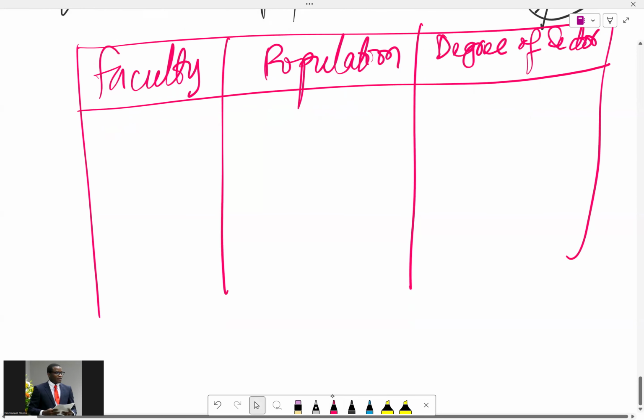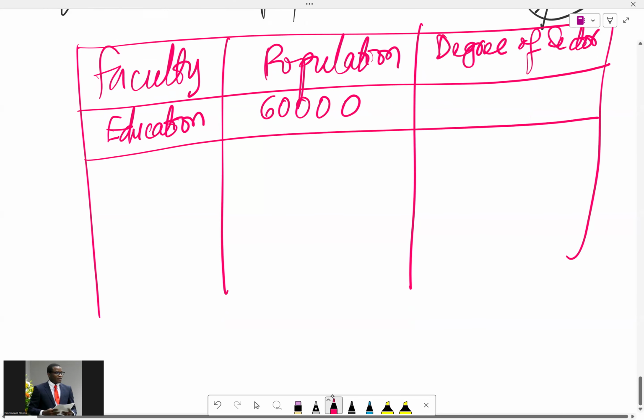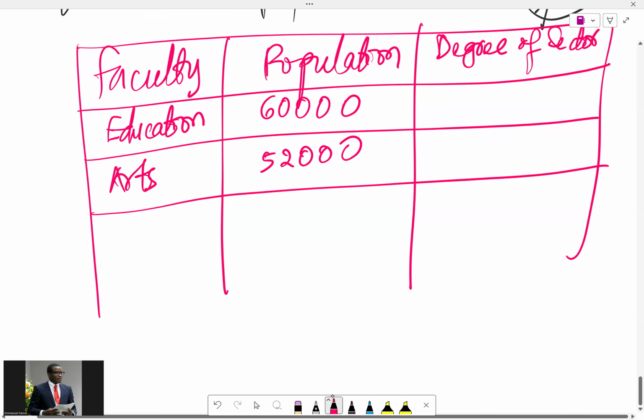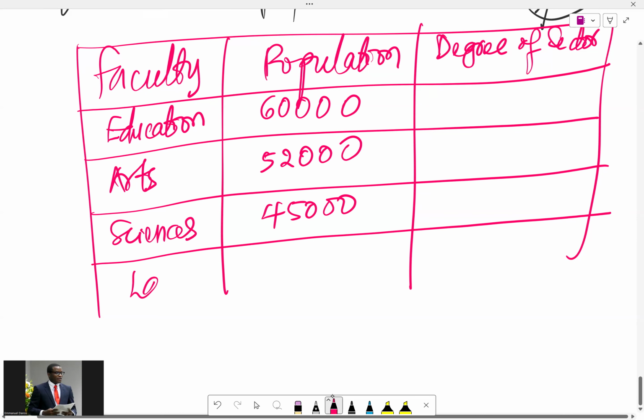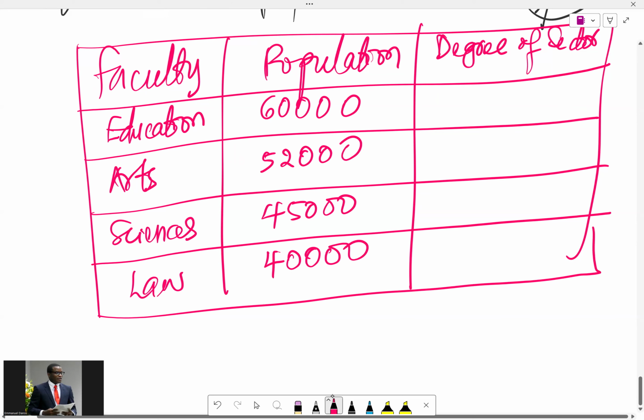So here we have the first faculty is education, with 60,000 population. Then we have the next one, arts, with 52,000 population. Then we have sciences, with 45,000 population. And lastly, we have law. Law has 40,000 population. Like that.